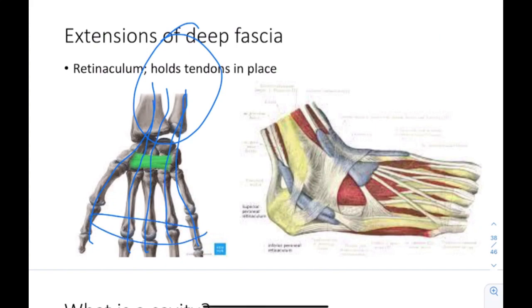And another example is this right here. This is a retinaculum. This is a retinaculum. And these are the tendons. The tendons pass underneath. And basically, the retinaculum just holds the tendons in place. That's the function of it.